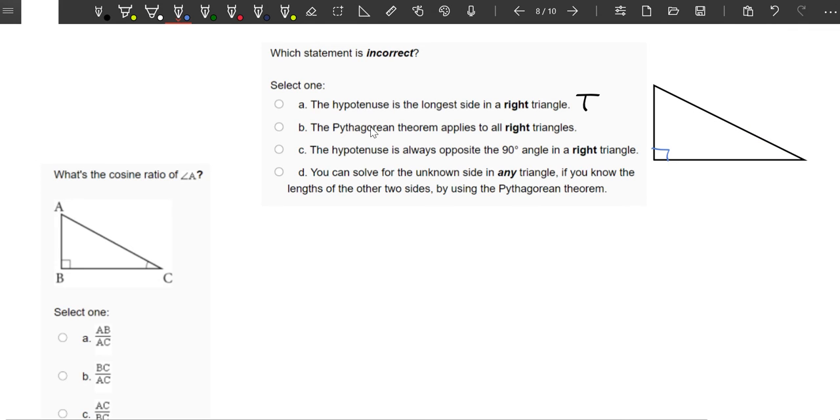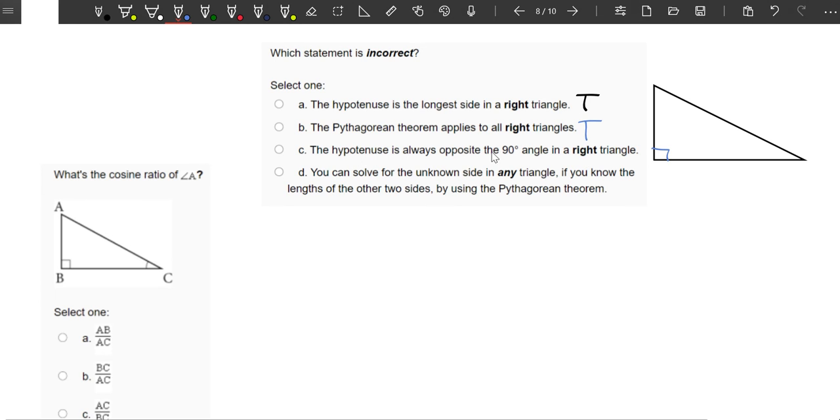side. So the Pythagorean theorem applies to all right triangles. Well, that's true too. That's in the definition of the Pythagorean theorem. Not an isosceles, not a scalene, not a whatever, just, well, I mean, you could have a scalene right triangle or an isosceles right triangle too. But it has to be a right triangle.